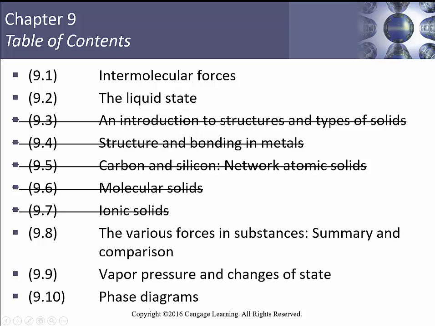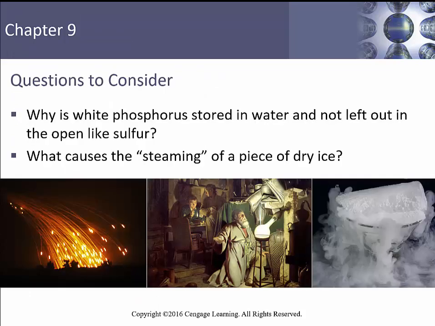So some questions to consider. Why is white phosphorus stored in water and not left out in the open like sulfur? So they're both in the same column in the periodic table. They should behave chemically in a very similar sort of way. Why do we keep one underwater, and why do we keep the one exposed to air? What causes the steaming on a piece of dry ice?